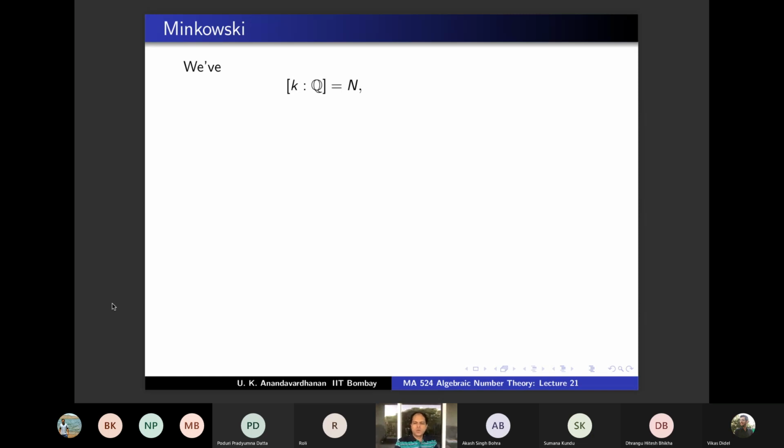Okay, so K over Q is a number field of degree n. We write n as r1 plus 2r2, where r1 is the number of real embeddings and 2r2 is the number of complex embeddings. Complex embeddings come in pairs, so it's always an even number, which we write as 2r2. And A is an ideal in the ring of integers O_K, and we will, as usual, view A as a lattice in R^n.